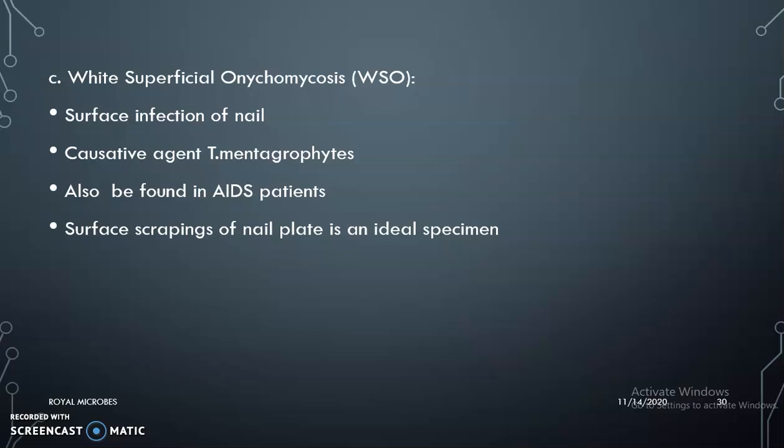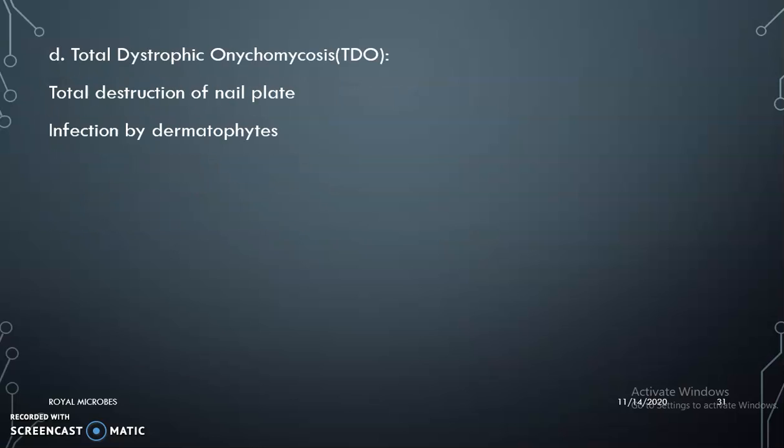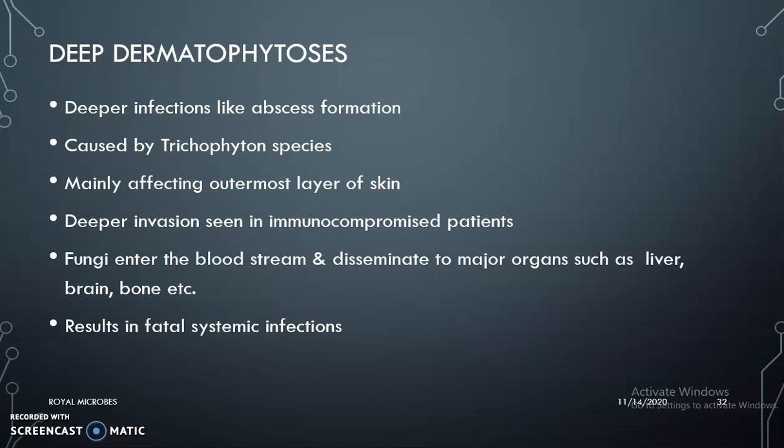White superficial onychomycosis is a surface infection of the nail. The causative agent is mentagrophytes, found in AIDS patients. Scrapings can be used for diagnosis. Then total dystrophic onychomycosis is the total destruction of the nail plate, with infection caused by dermatophytes. Deep dermatophytosis is another type, where a deeper infection like abscess formation can be seen, caused by Trichophyton, mainly affecting the outermost layers of the skin.